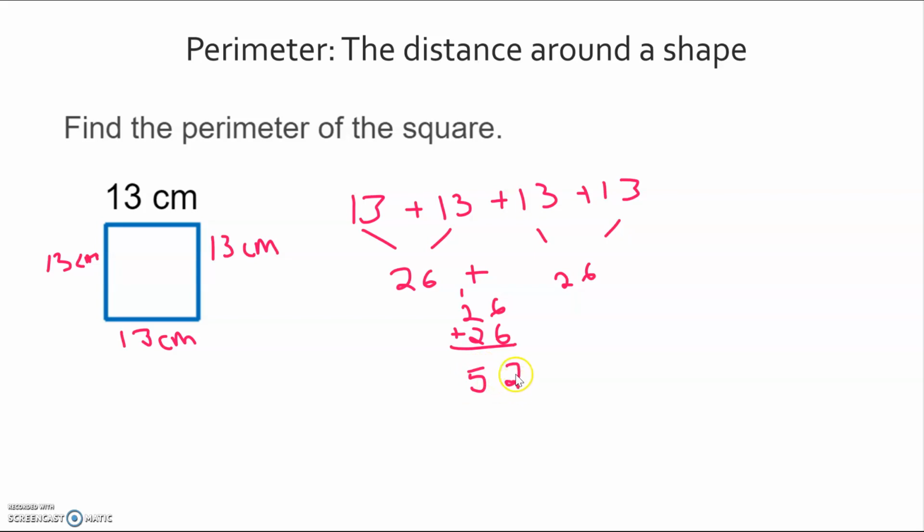A shorter way to do this would be for me to multiply 13 times 4. And the reason why I'm doing that is because there are 4 sides, and all 4 sides are 13 centimeters. So I'm able to multiply 13 times 4, which would still give me the same 52. 3 times 4 is 12. We group the 1. 4 times 1 is 4, plus 1 is 5. 52. So the perimeter for this shape is equal to 52 centimeters. Let's try a couple more.